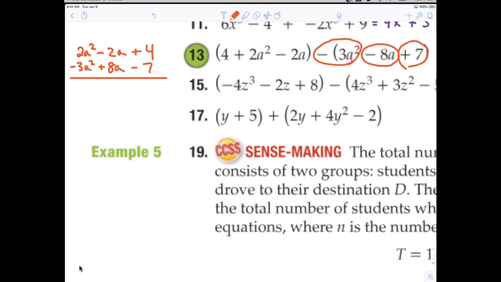Now the reason why I do that is because everything is lined up. It's easier to see. All right? So now simplify that. What do I get? Negative 1a squared, or just -a squared, plus 6a minus 3.